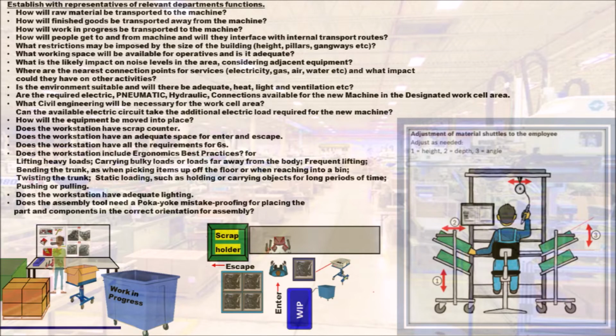Where are the nearest connection points for services, electricity, gas, air, water, etc., and what impact could they have on other activities? Is the environment suitable, and will there be adequate heat, light and ventilation, etc.? Are the required electric, pneumatic, hydraulic connections available for the new machine in the designated work cell area? What civil engineering will be necessary for the work cell area? Can the available electric circuit take the additional electric load required for the new machine? How will the equipment be moved into place?